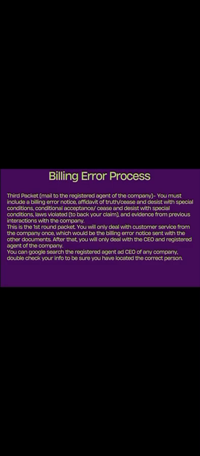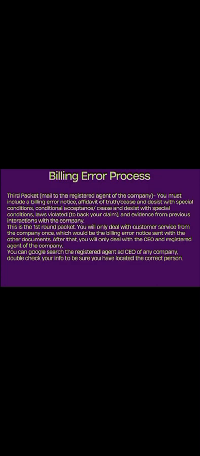You will only deal with customer service from the company one time, which would be the billing error notice sent with the other documents. So that's the first thing that you sent off. And then when the customer service representatives or whoever sends those letters out sends you back the bogus debt validation letter, that's the one time that you'll be dealing with them. After that, you will only deal with the CEO and registered agent of the company.